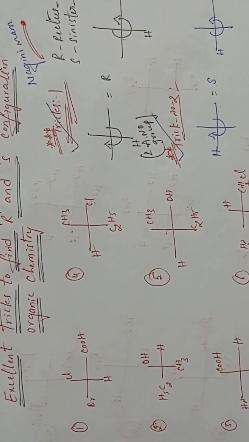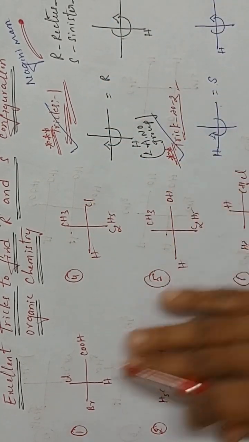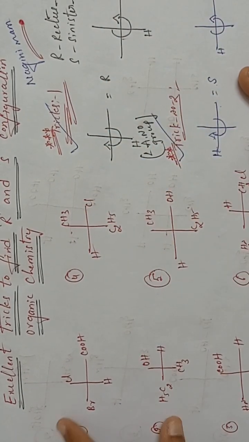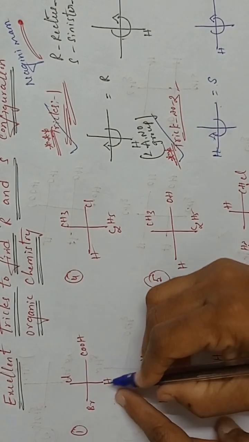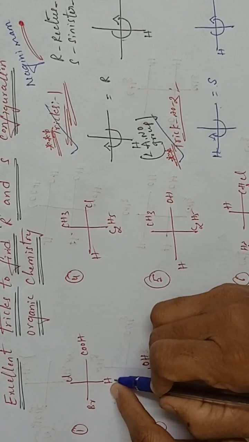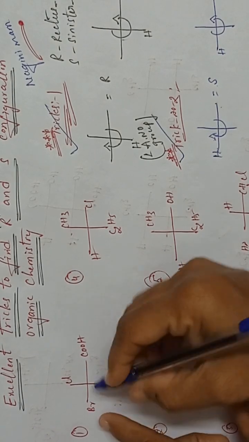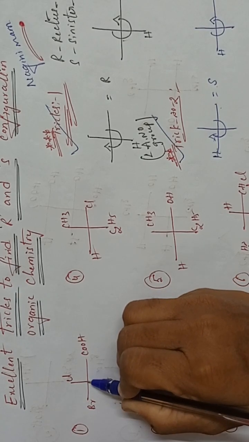See here, first example. What is the atomic number priority order? First example: hydrogen atom, where is it, students? On the vertical line. This is the lower atomic number group. Now bromine, chlorine. This is the chiral carbon, students.